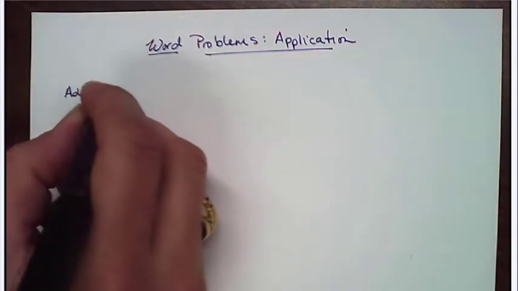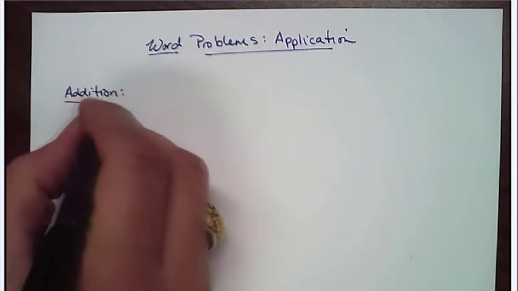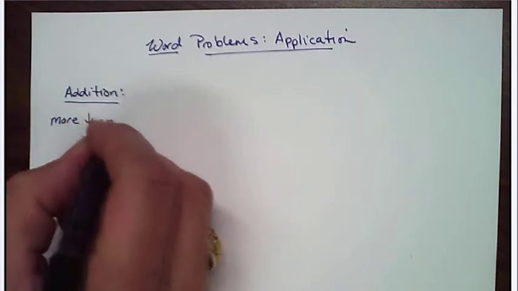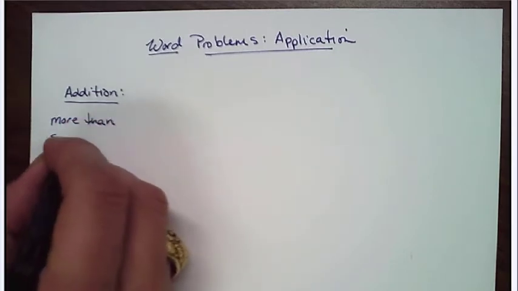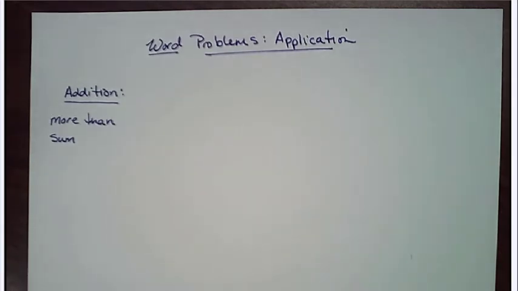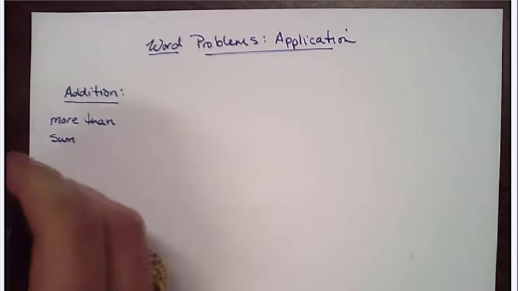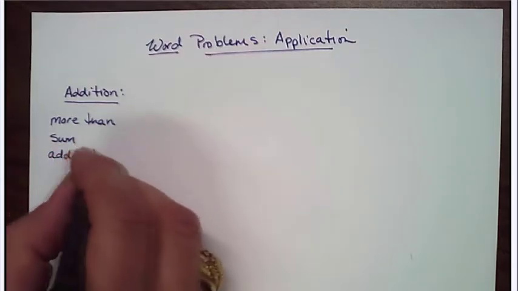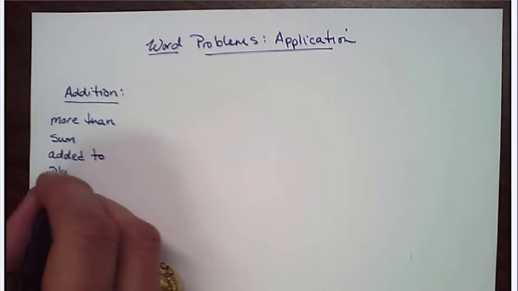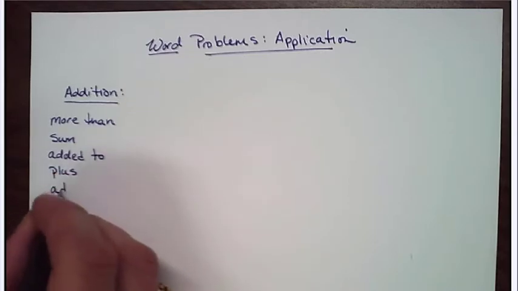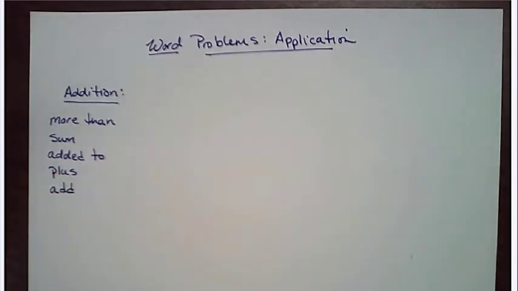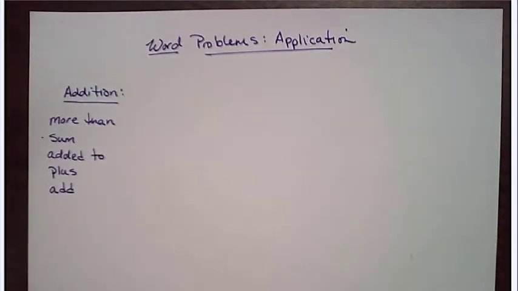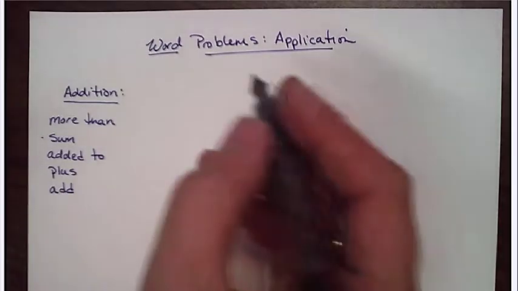And for addition, we're looking for things like more than, sum. But be careful, because sometimes sum can mean addition, other times it can mean equal. Added to. Of course, plus. Add. Things like that. If you see those words, that typically means that you're going to be dealing with addition. But be careful with that sum, because again, sum could also mean the answer to an addition problem.